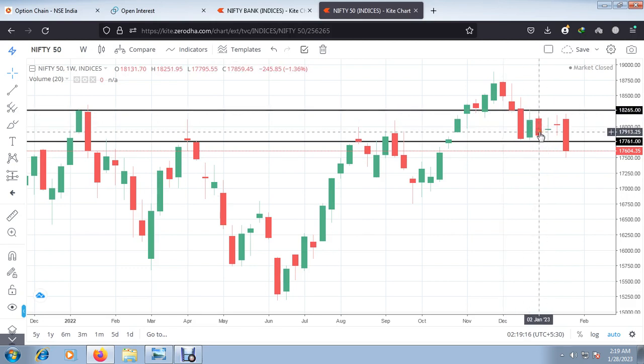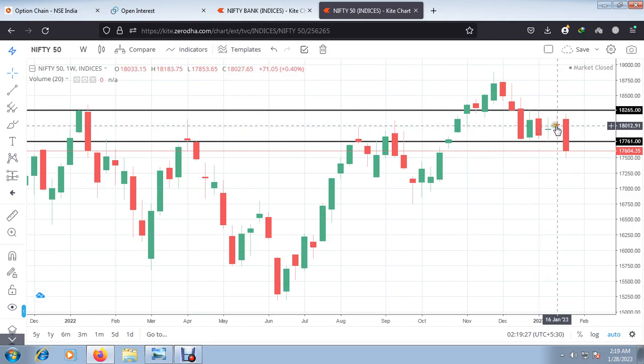So I marked a horizontal line here. On the downside also I have seen the low values: for the first green candle it is 17,774, the next one is 17,795, the next one is 17,761, and this one is 17,853. So I got the lowest value, 17,761. I marked a horizontal line here.